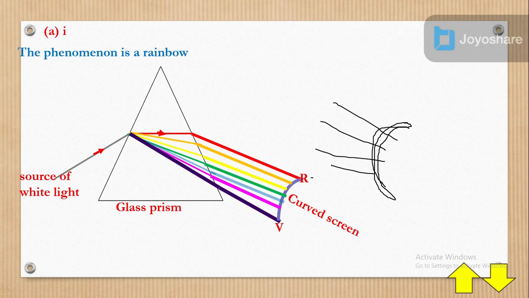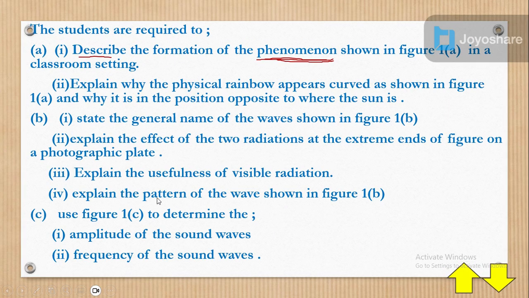Let's now proceed to something else. What do they say in Roman number 2? So Roman number 2 said, remember answering the tasks for these students. Roman number 2 said, explain why the physical rainbow appears curved as shown in figure 1a, and why it is in position opposite to where the sun is. Let's go and see that.